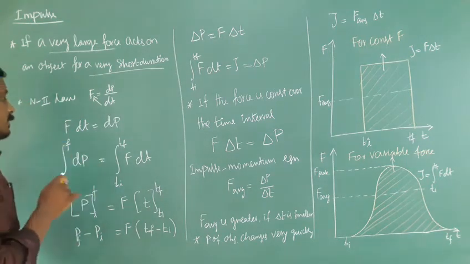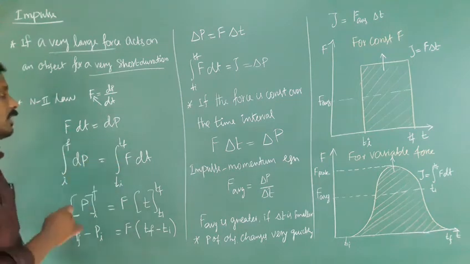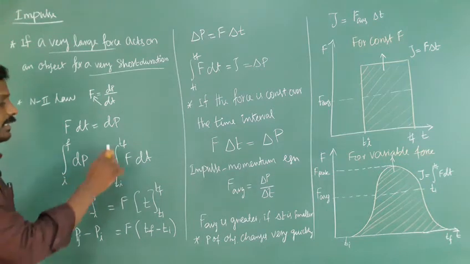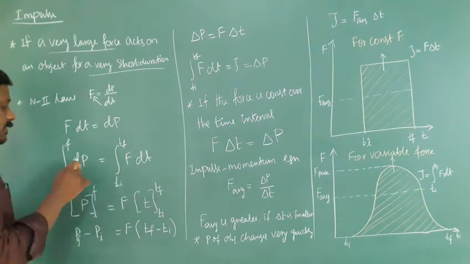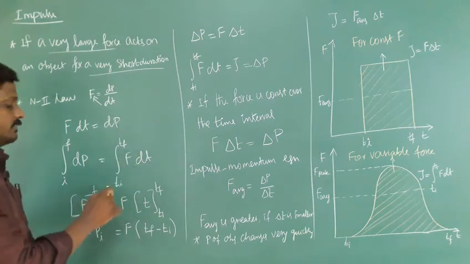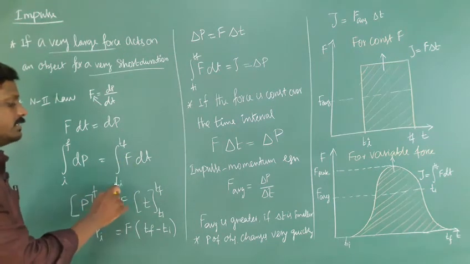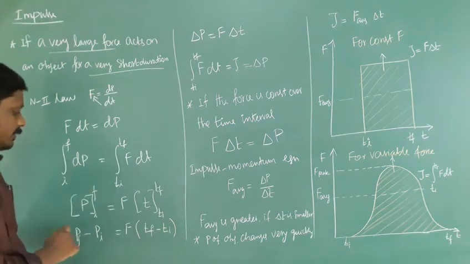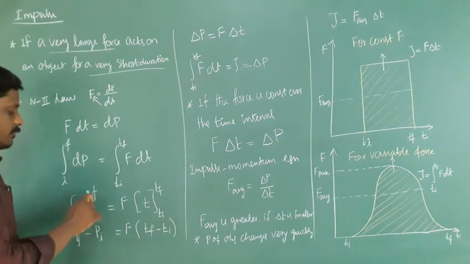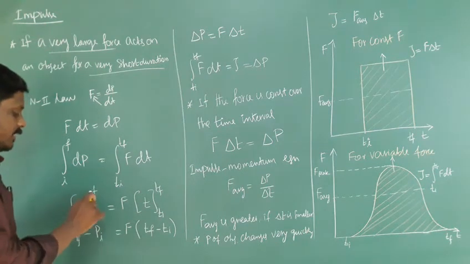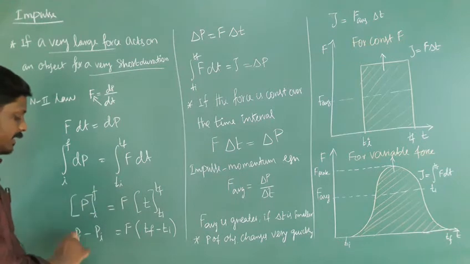The time is very small, so we need to integrate. Integral dp, then integral F dt. That is, the momentum changes from initial to final, and the force acts for a small time, from t initial to t final. So integral dp equals p from initial to final. Substitute the upper limit minus the lower limit, so p final minus p initial.